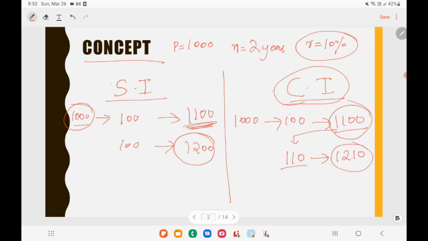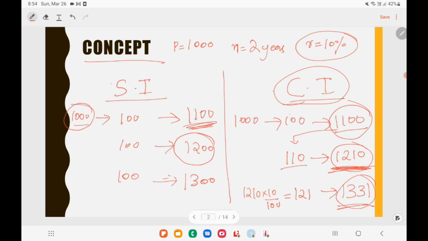So let us see what happens after 3 years as well. Again in simple interest, every year the interest will be the same. So after the end of 3 years also, you are getting 100 interest more, so your amount will become 1300. When it comes to compound interest, you will be calculating interest based on the final amount of the second year, which is 1210. So 1210 into 10% is equal to 121. If you add this to 1210, you will get 1331. So your amount is becoming 1331.